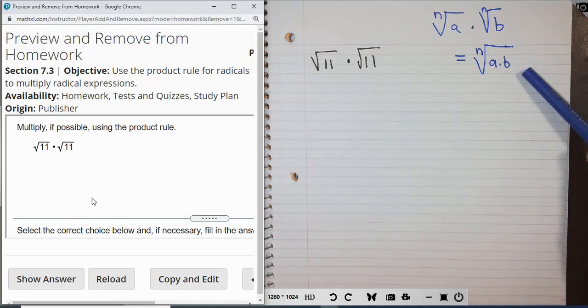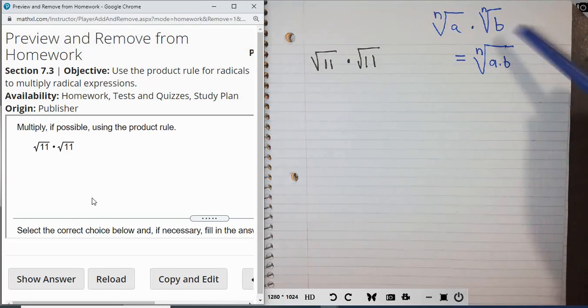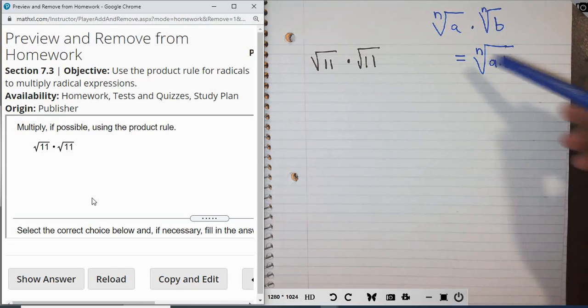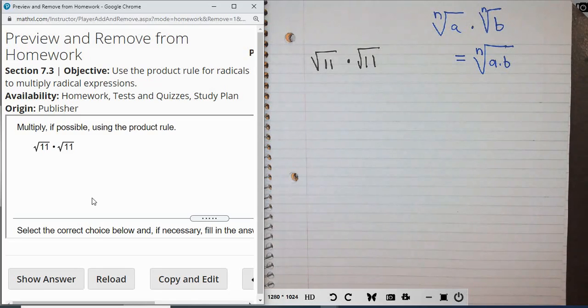So in other words, what we're saying here is the product of two nth roots is the nth root of the product of the radicals. Also notice that it's very essential that the indexes be the same. If the indexes of these two radical expressions were not the same, we would not be able to apply the product rule for radicals. All right.